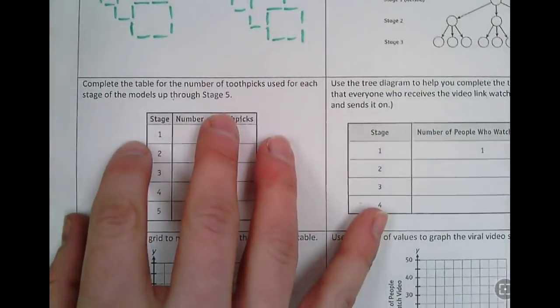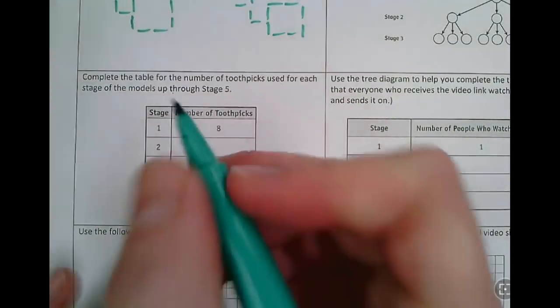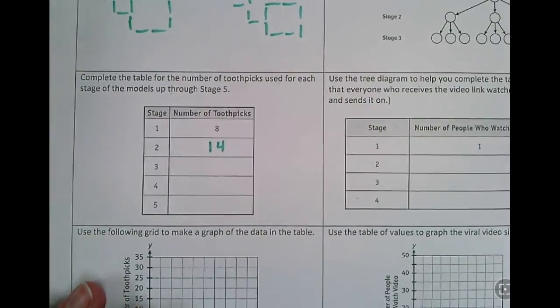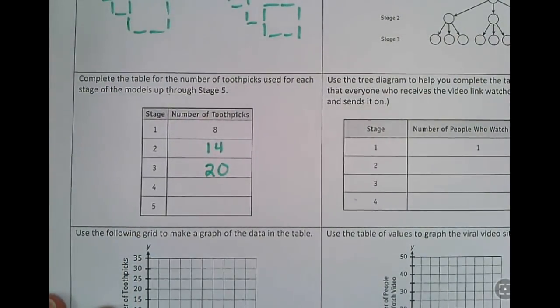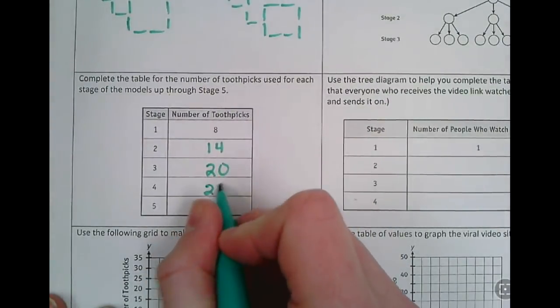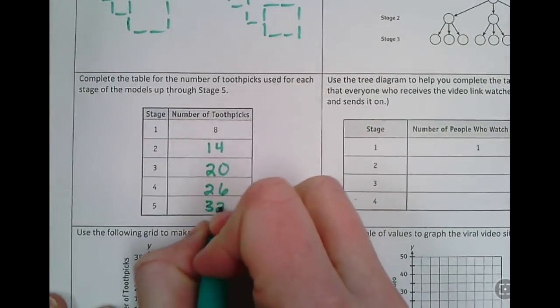So next it says, complete the table for the number of toothpicks used for each stage of the model up through stage 5. Stage 1 we already talked about had 8 toothpicks. Stage 2 we already talked about had 14. So if you notice here, the next one, adding another set behind it, would give us 20. And if you need to recount, stage 4 has 26 total, and stage 5 has a total of 32.